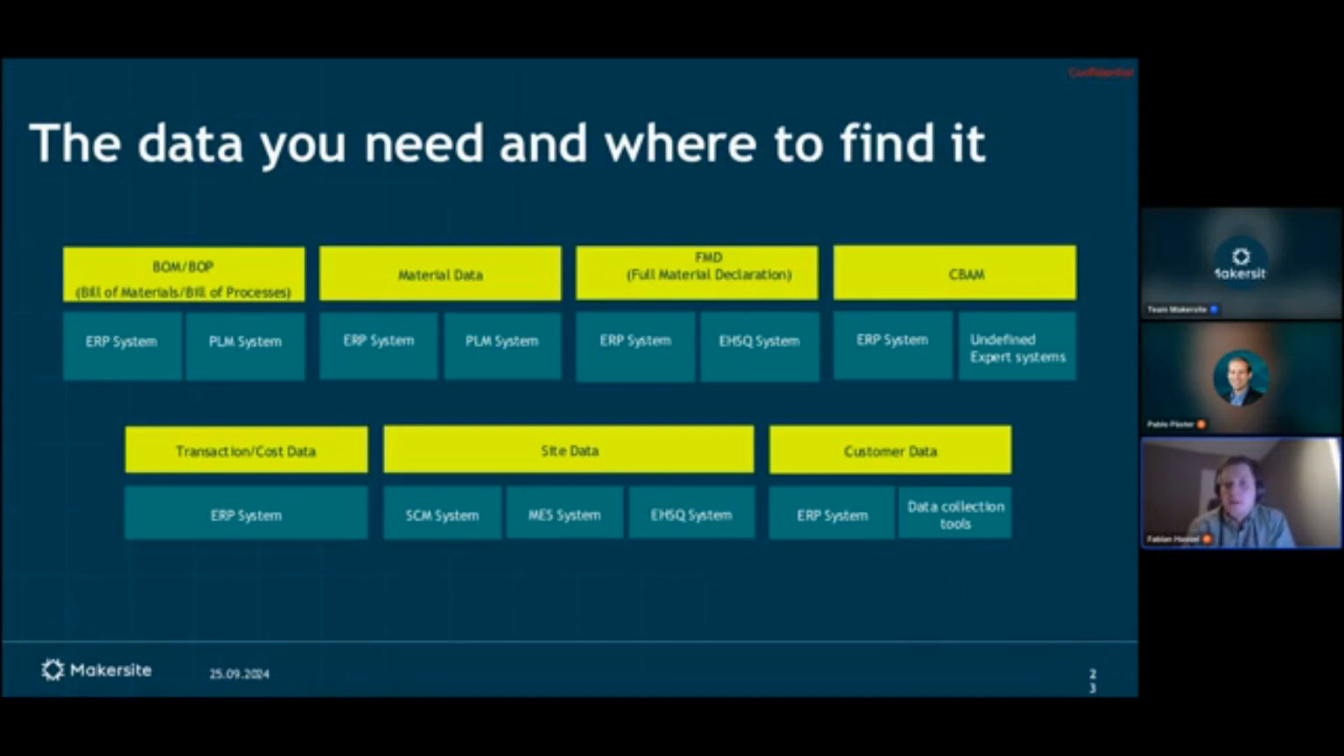There's FMD data for material declarations, which is sitting in the ERP system, EHSQ systems, or in a dedicated specialist system for compliance, for example, that have very clear information about material composition and weights of parts that can be used for your purposes.